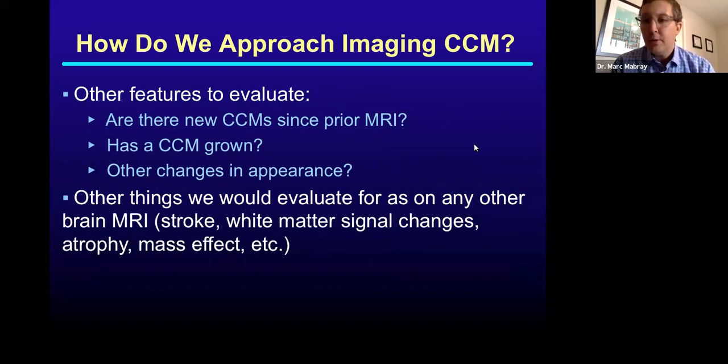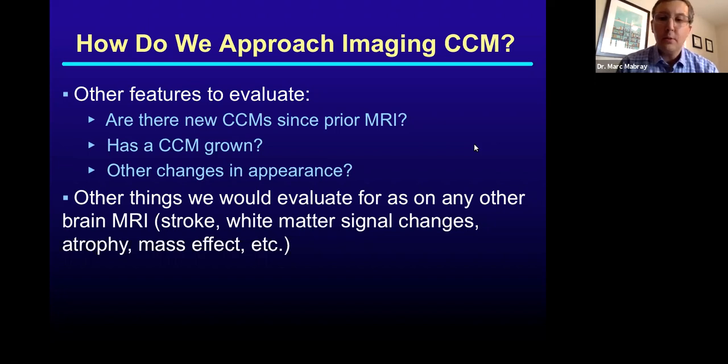Other features that we're evaluating on CCM imaging: are there any new CCMs since the prior MRI? That's not something we would expect to see in a sporadic case, but it's very common in familial cases. We know from following familial CCMs over time that it's very common to develop new little lesions. Has the CCM grown? That could be explained by a recent hemorrhage, but we do see where they just grow in size. Is there any other change in appearance that could potentially be important?